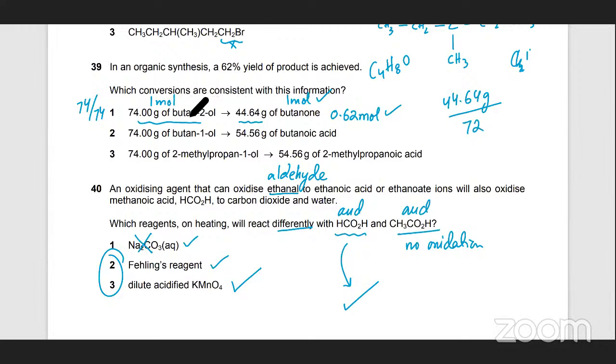If it's a 4 carbon atom thing, you should get a 4 carbon atom thing. If it's 1 mole, it should be 1 mole of this. But you're getting 0.62 moles. So what's the yield? That's 62%, right? The actual is this one, the theoretical is this one. So you can do this with all of them, and you can find the yield.